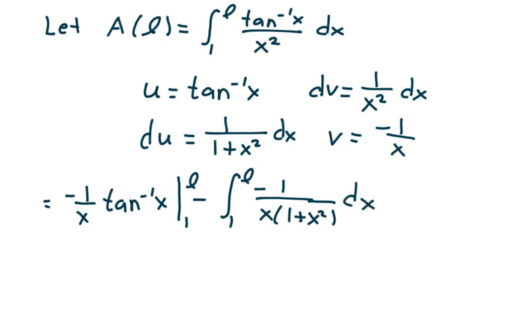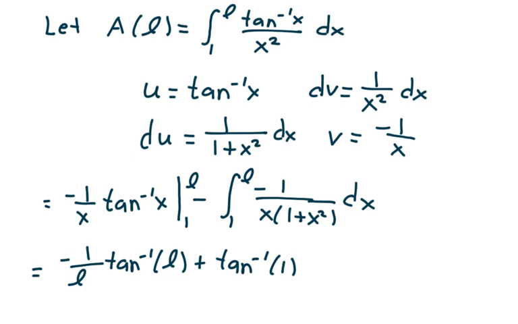When you subtract a negative, you're going to add, okay? And on top of that, I'm going to evaluate. So I get negative 1 over L arctangent of L plus arctangent of 1, okay? Minus a negative is a positive. Plus the integral from 1 to L of 1 over x times (1 plus x squared) dx.